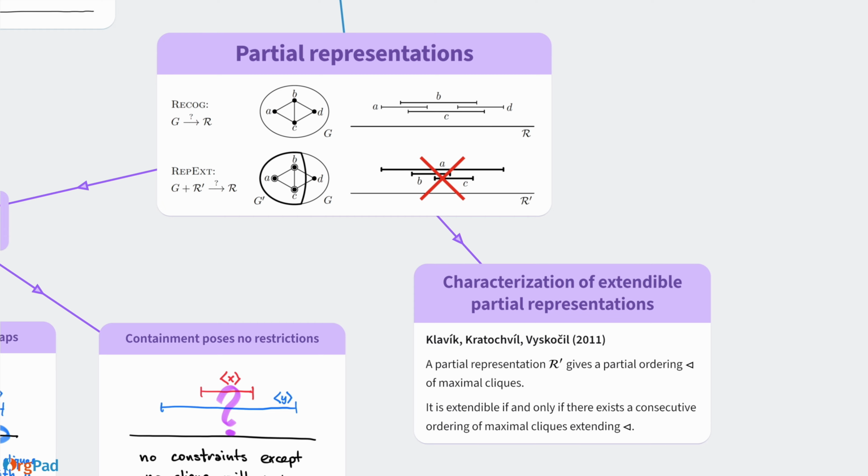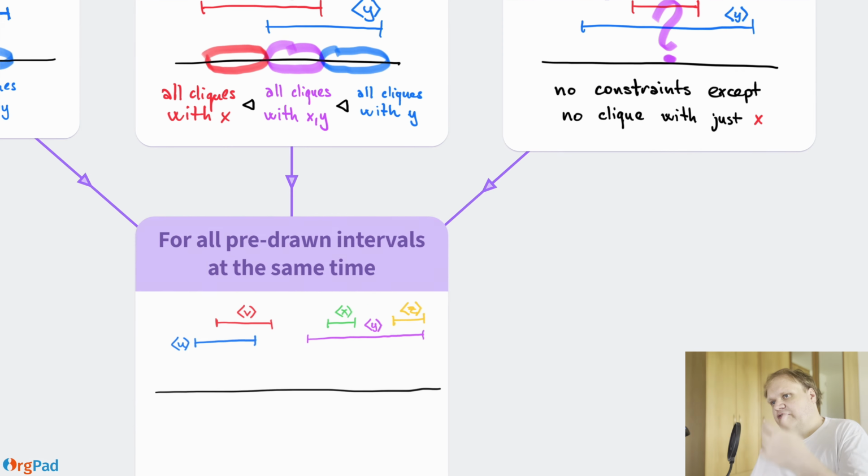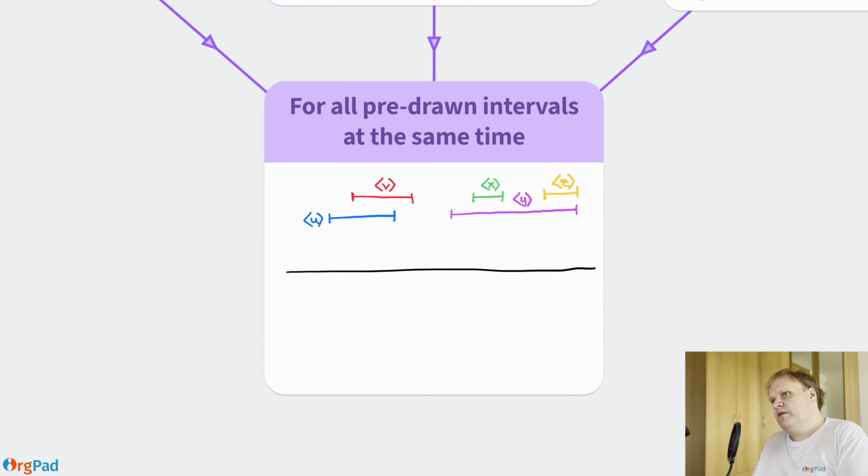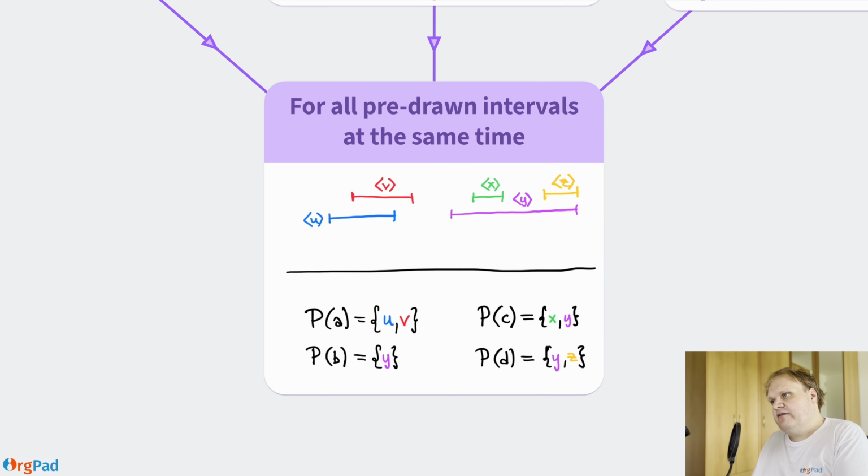Okay, but what is the definition of this partial ordering in general? So let's consider some predrawn intervals, all of them at the same time, like this. And suppose that now we have four maximal cliques. So we have A clique, which contains from these five predrawn intervals only u and v. We have B clique, which contains only y. We have C clique, which contains both x and y, and D clique, which contains both y and z.